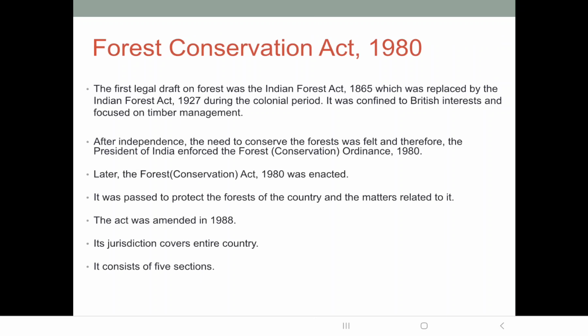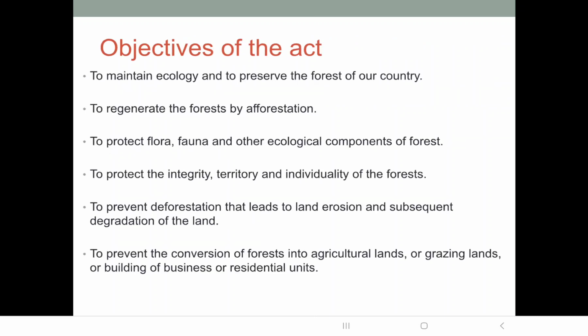Its jurisdiction again covers entire India, and it has 5 sections. It has been amended once, in the year 1988. What are the objectives of the Forest Conservation Act? To maintain the ecology, first, then preserve the forest, very very important, regenerate the forest by afforestation, protect all the ecological components of the forest, maintain the integrity of the forest, prevent land erosion, and also prevent the diversion of forest land for any other purpose, that is for agricultural cultivation or building of businesses or residential units.